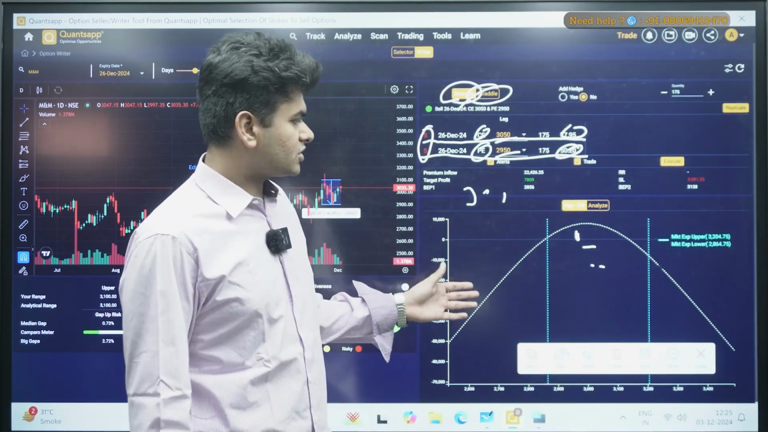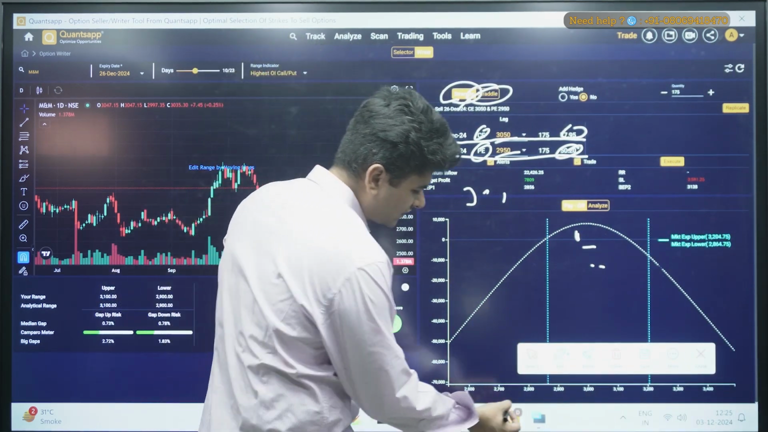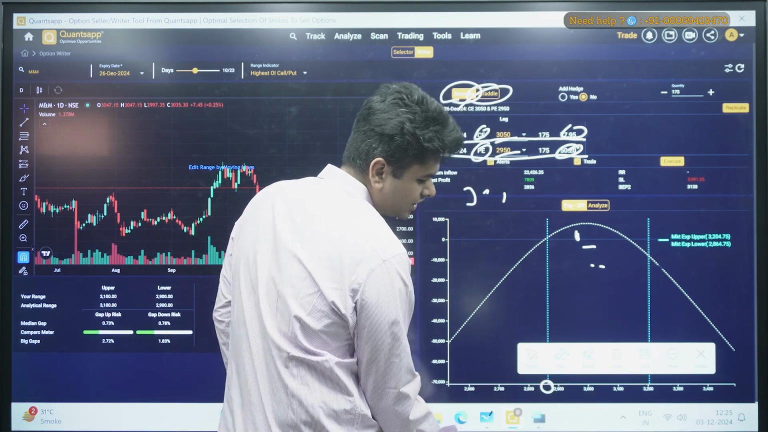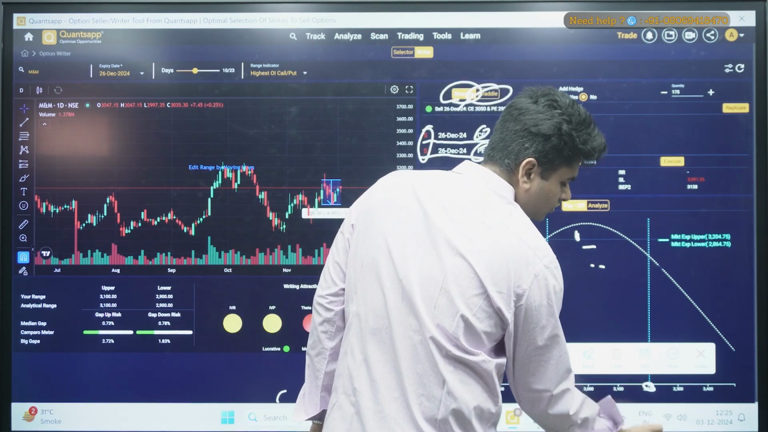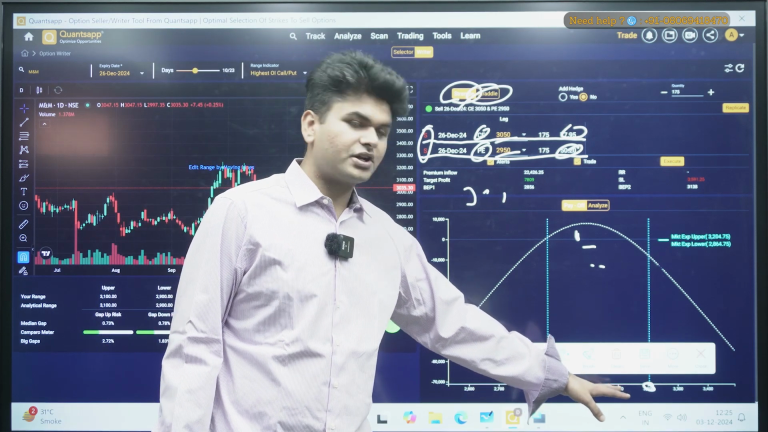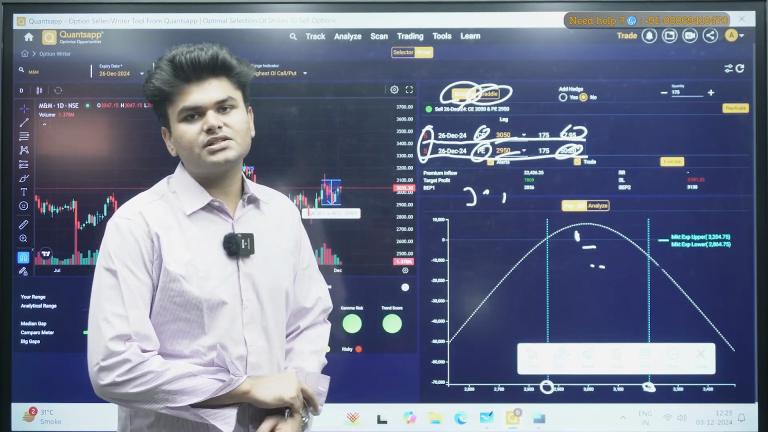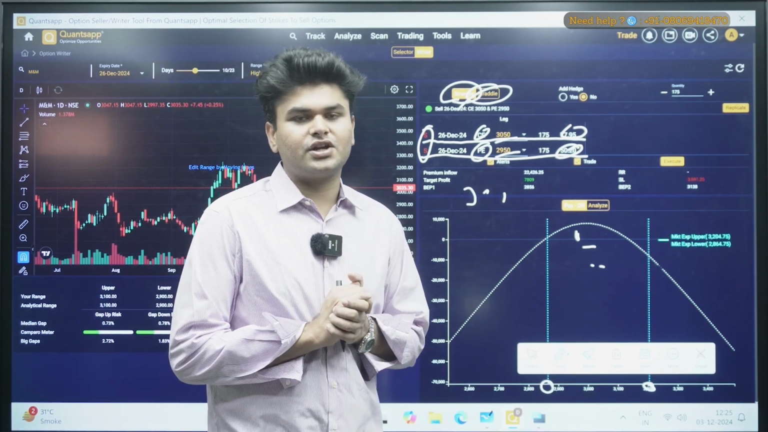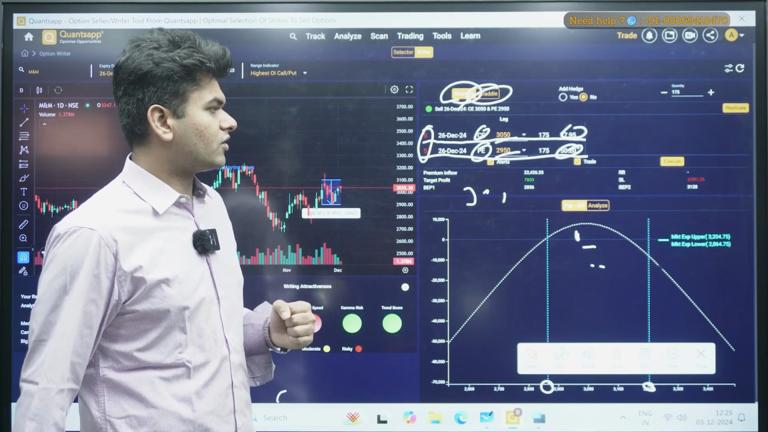Okay, so you can analyze your payoff chart. You can see your break evens somewhere below 2900 and somewhere above 3200. So this is your range, almost a 300 point range you are having. If the price closes near the 300 range, you can make a benefit out of it.